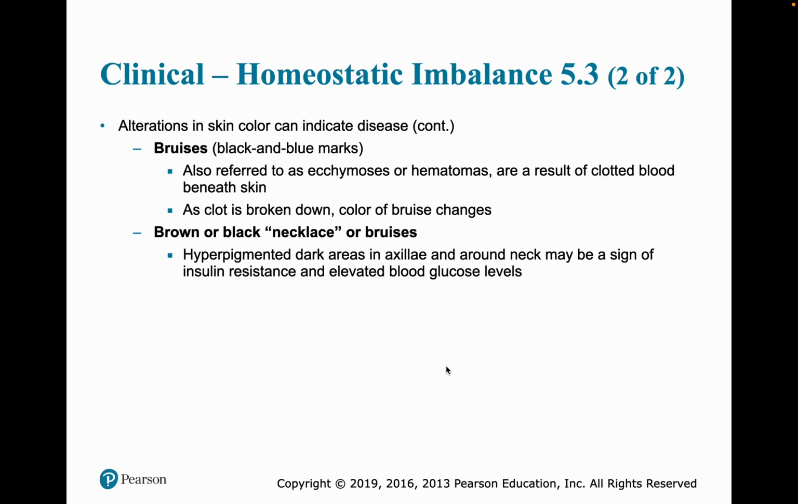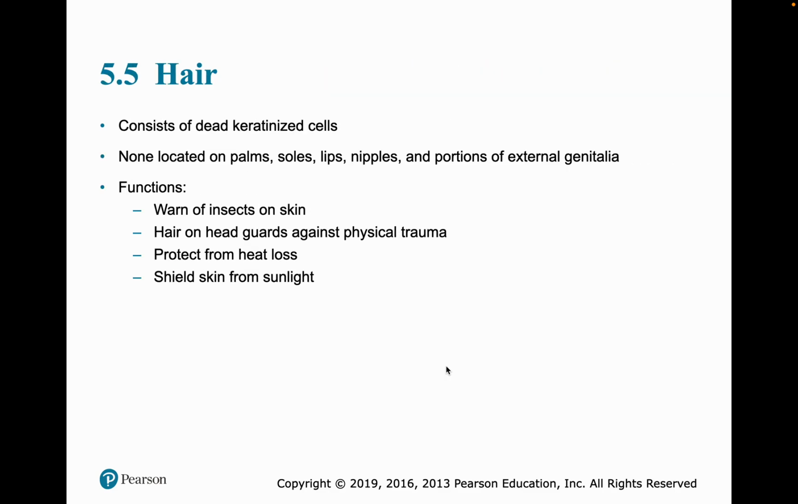Bruises, black and blue marks, are referred to as ecchymoses or hematomas, a result of clotted blood just below the skin. As the clot is broken down, the color of the bruise is going to change. Some are brown or black. Hyperpigmented areas in the axillae and around the neck may be a sign of insulin resistance and elevated blood glucose levels. And I will stop there and pick up the next set of lectures, next videos, from this point.